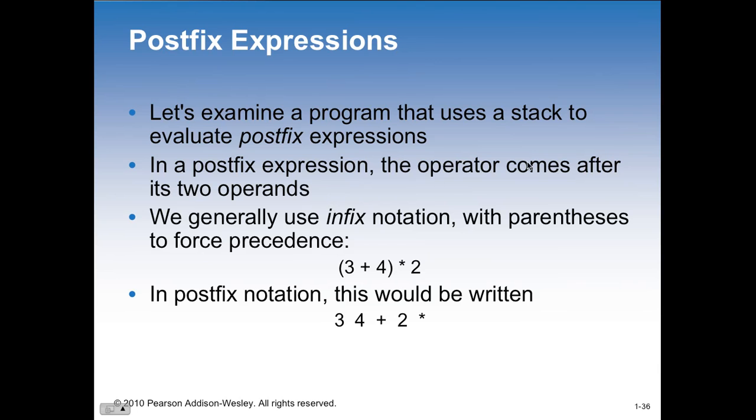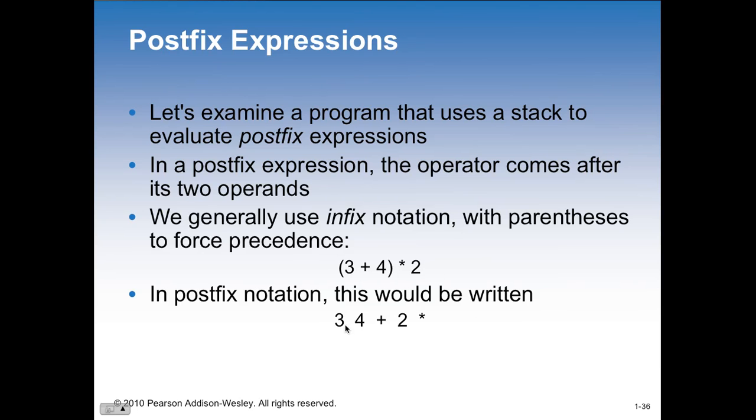And here's our postfix expression. The operator comes after its two operands, and this is kind of an example of why runtime environments use a stack, because we have the ability to understand the operation after we've taken in all the data, and then we can do it. We generally use infix notation with parentheses to force precedence. So here we have 3 plus 4, add this together, then multiply it by 2.